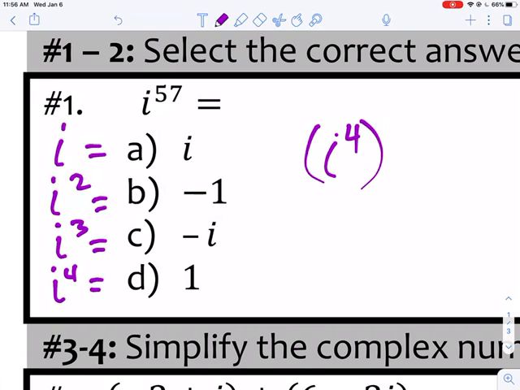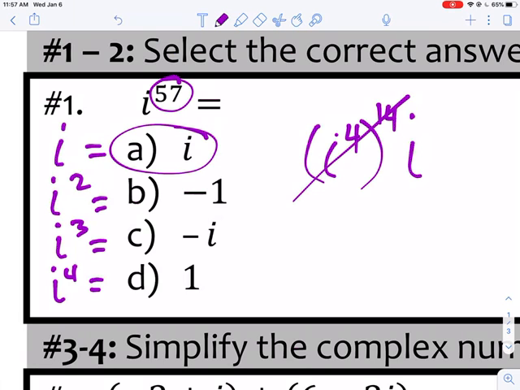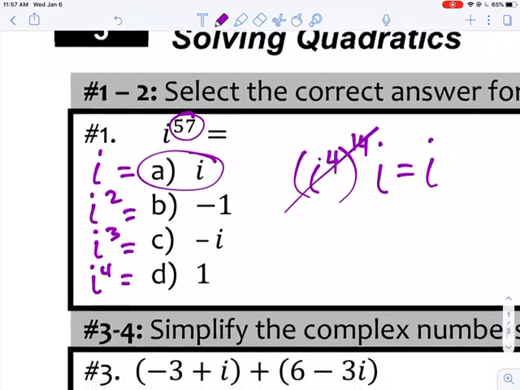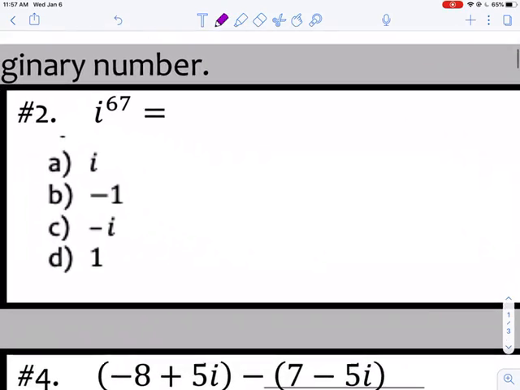And I want to figure out how many times 4 can go into 57. So I just do 57 divided by 4, which gets me 14.25. So that tells me that 14 can go in. So I'll just do 14 times 4. That gets me 56. So that means I have 1 i left over to get to 57. This will be eliminated because that actually all equals 1, which gets our final answer to be A, or just simply i.